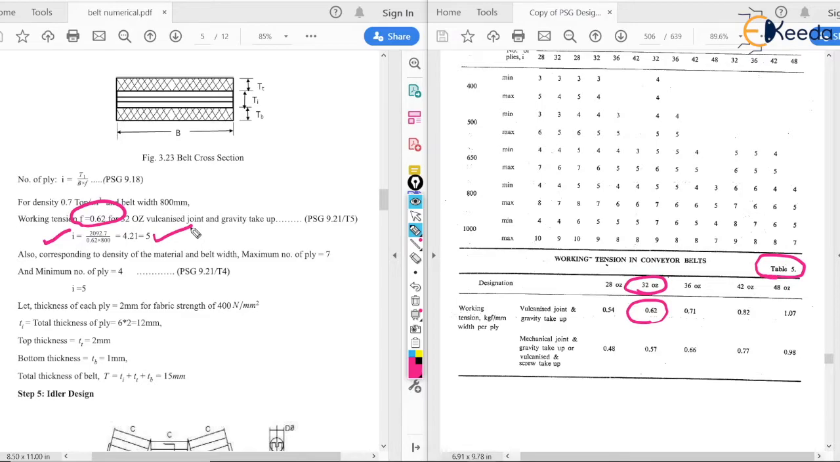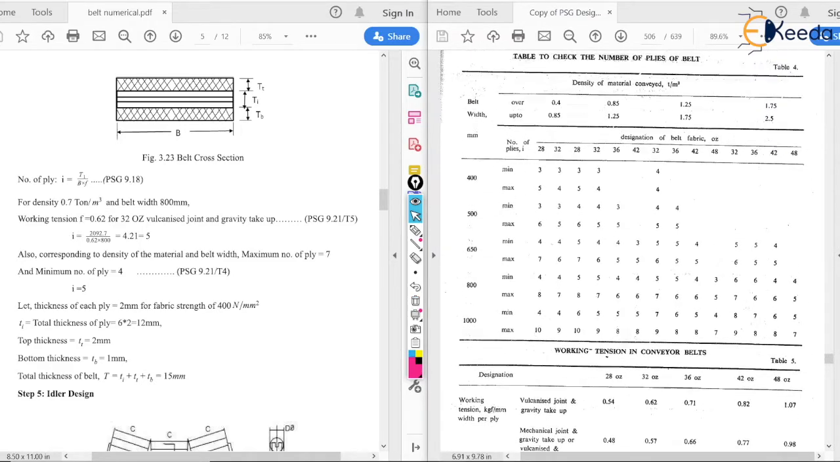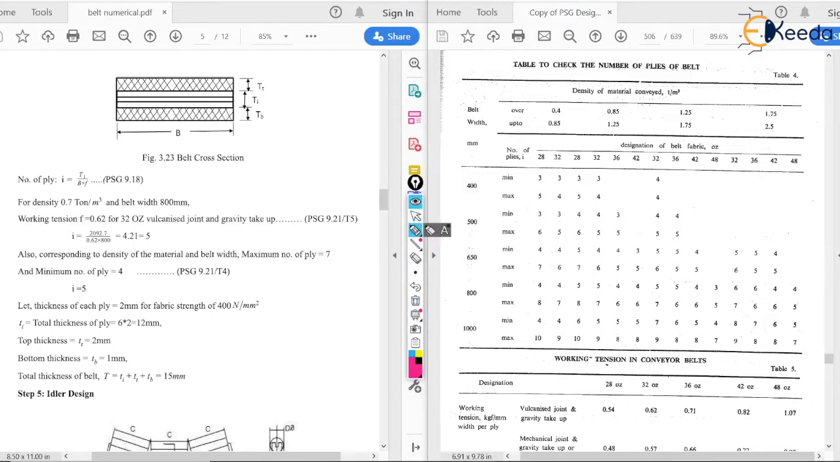Now the thing is, we are going to check for the maximum and minimum plies also. For that we will have to go to PSG 9.21 only, on table number 4. So this is table number 4. Now we have the standard belt width, that is 800. Here you can see the minimum and maximum values of plies. Now we have taken a 32 oz vulcanized joint, so here we have 32, 32, 32, 32. So there are 4 such entries.